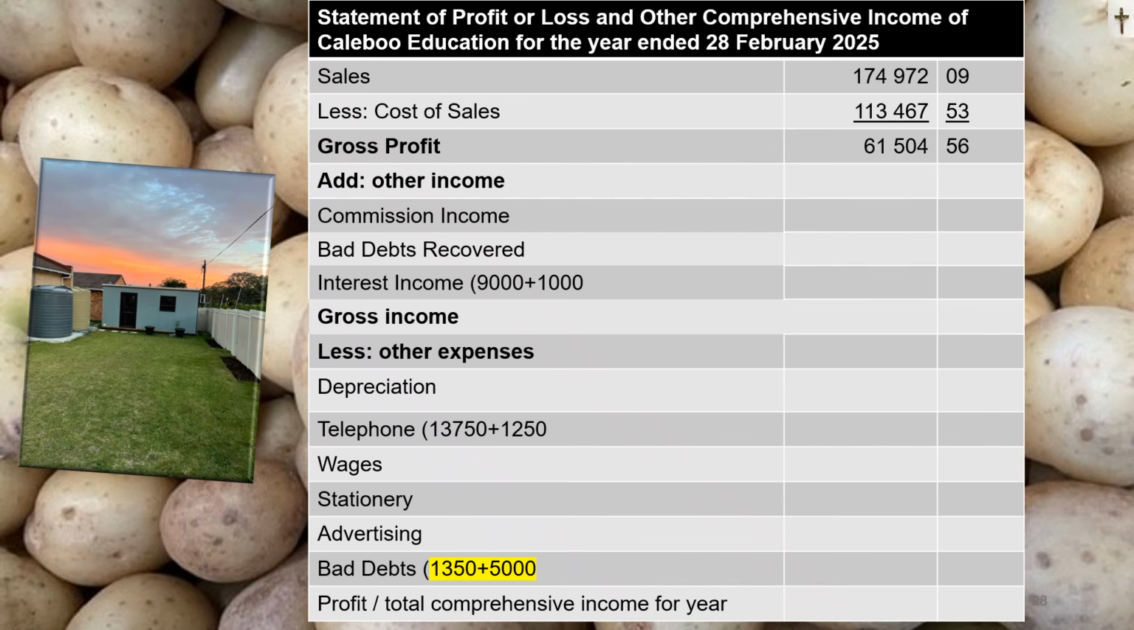So there we go. Bad debts did have a balance of 1,350. Now it has increased by another 5,000 because of this student going insolvent.